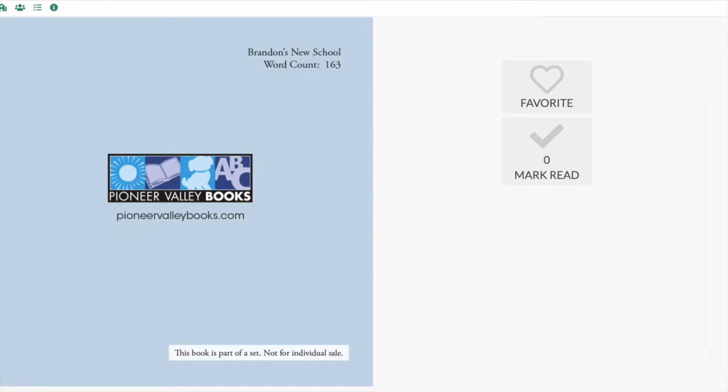Remember when you're reading later on Literacy Footprints website to make sure you click the check mark to say Mark read, that you read the story, and that way I know that you read the book and you can reread it again in your book bag.